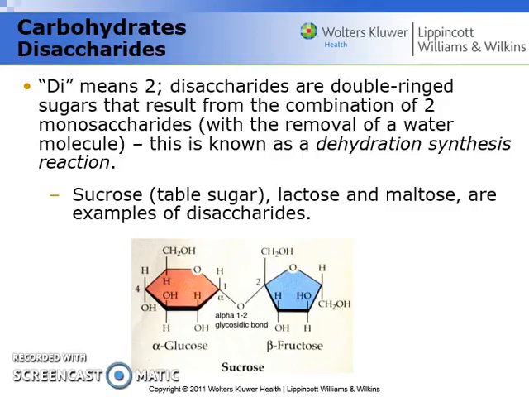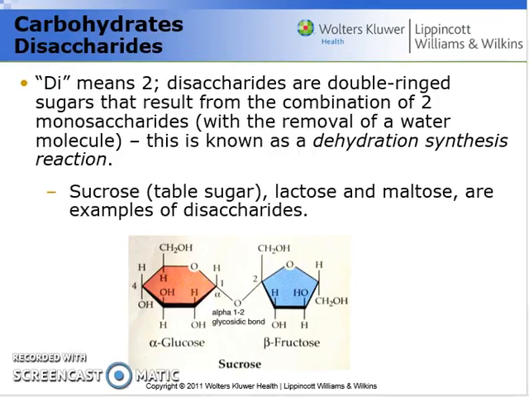Di means two, saccharides refers to carbohydrates or sugars. And with this particular group of carbohydrates, you essentially again have two monosaccharides that are joined together. When these monosaccharides are joined together, that happens due to the process of dehydration synthesis, where you have the removal of a water molecule that allows the two monosaccharides to join together.